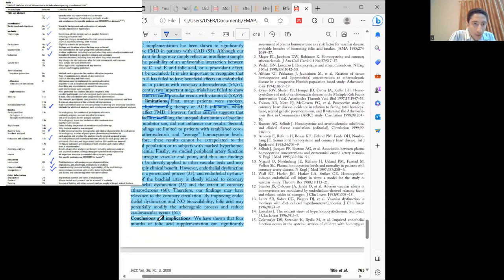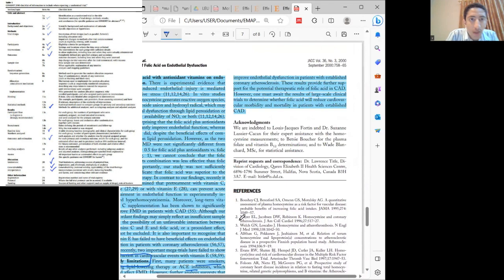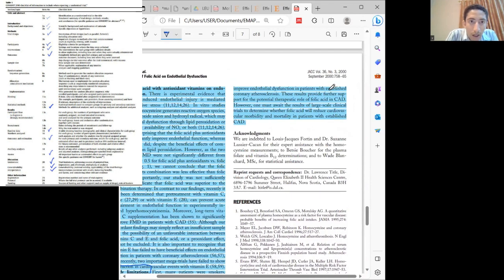I can find the conclusion and implication. We have shown that homocysteine-lowering folic acid supplements can significantly improve endothelial dysfunction in patients with endothelial dysfunction. This result provides support. However, one must await the results of large-scale clinical trials to determine whether folic acid will reduce cardiovascular morbidity and mortality in patients with established CAD.